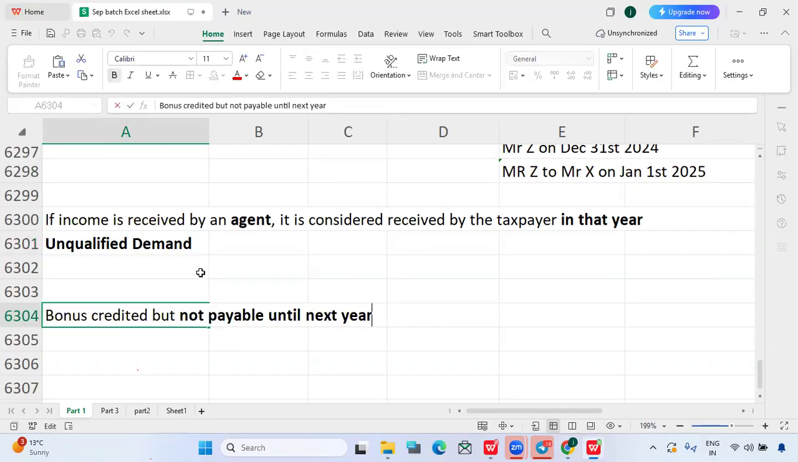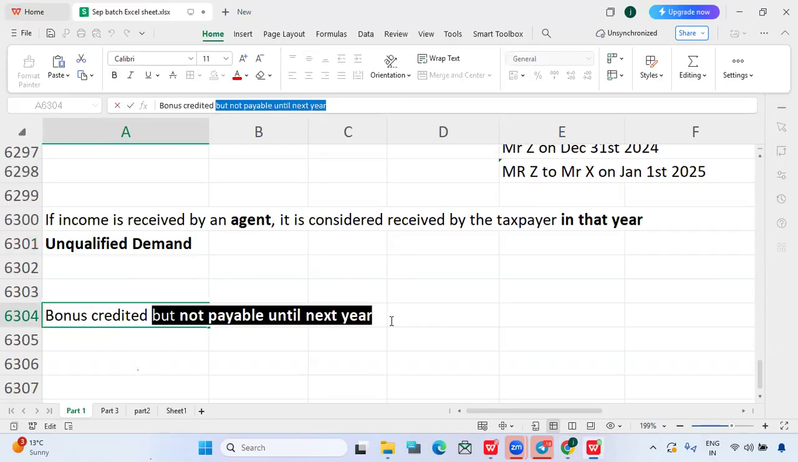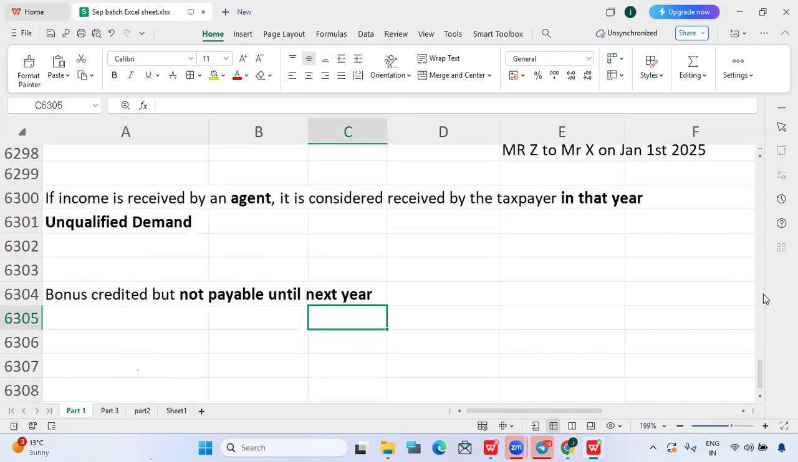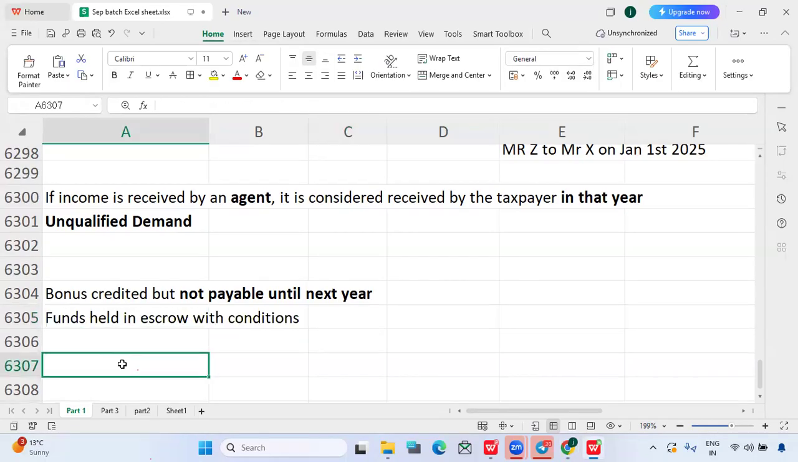Now tell me: bonus credited but not payable until next year. Is constructive receipt applicable? No. Why? Because it is a condition, payable only next year. So do we need to apply the constructive receipt concept? No. Next, funds held in escrow with a condition.